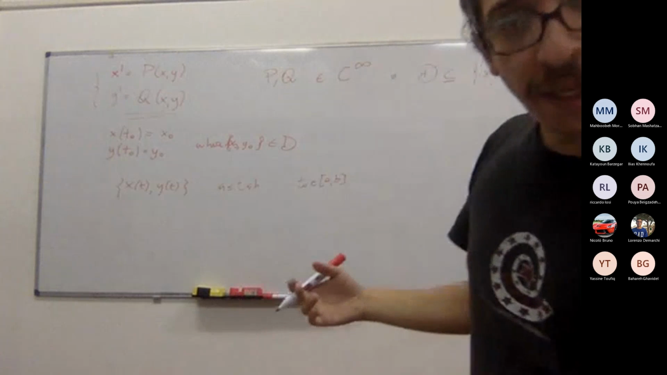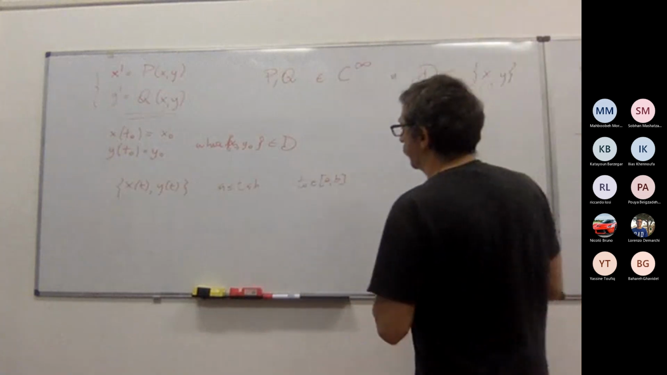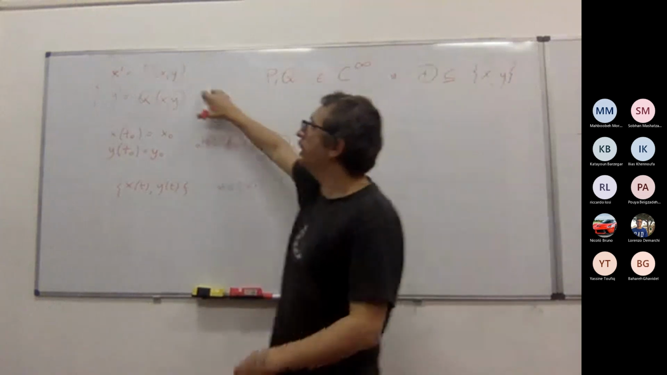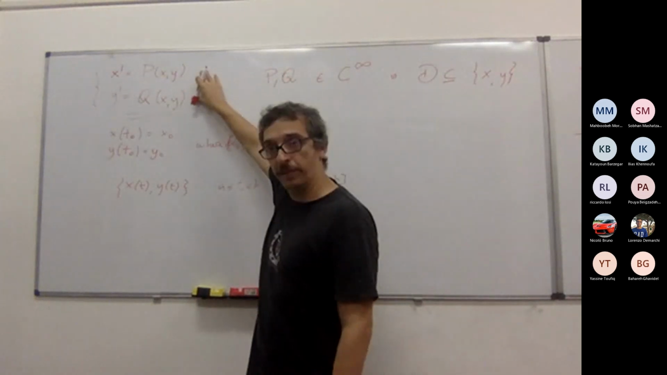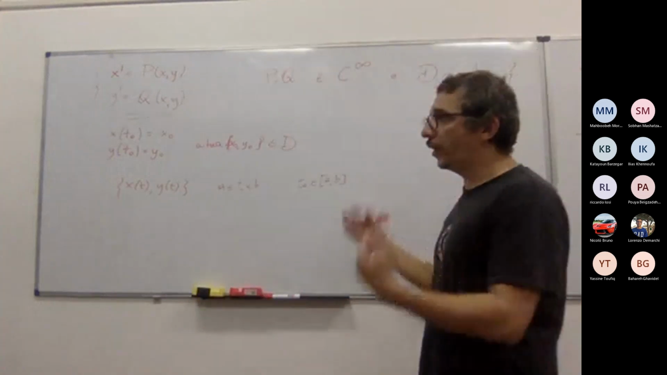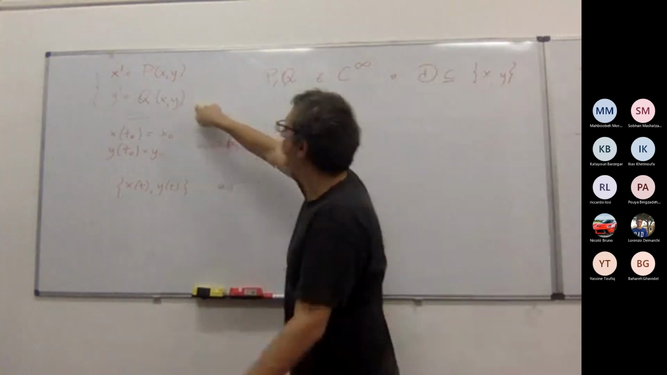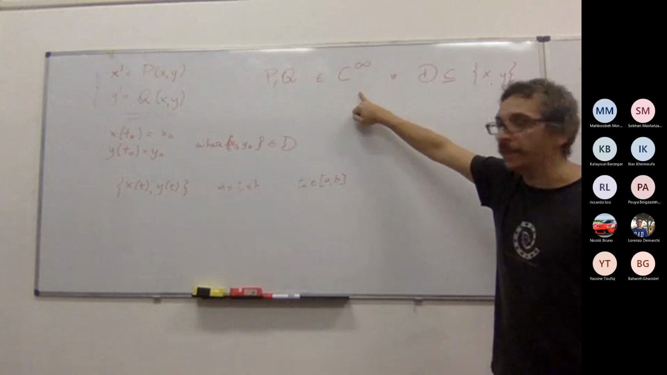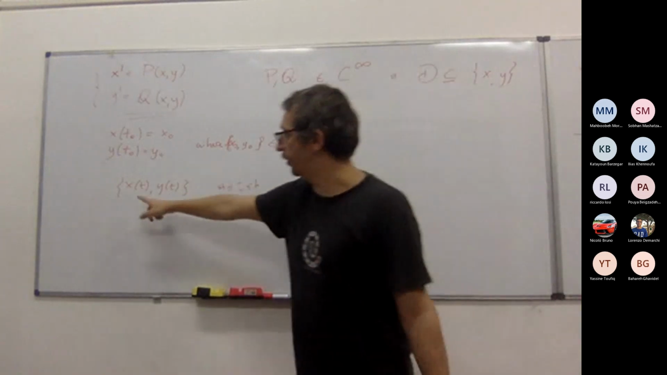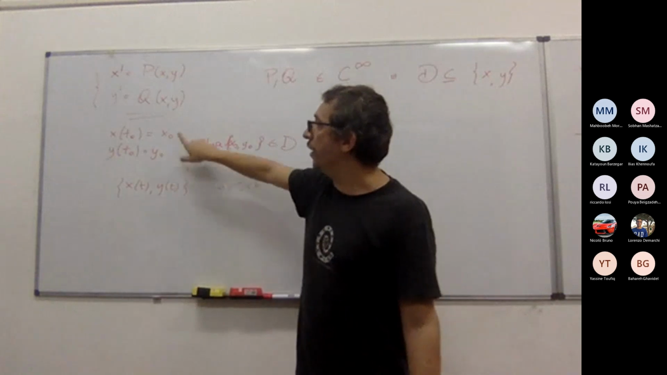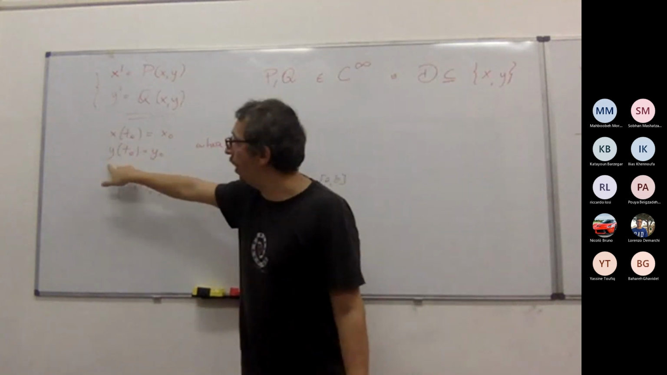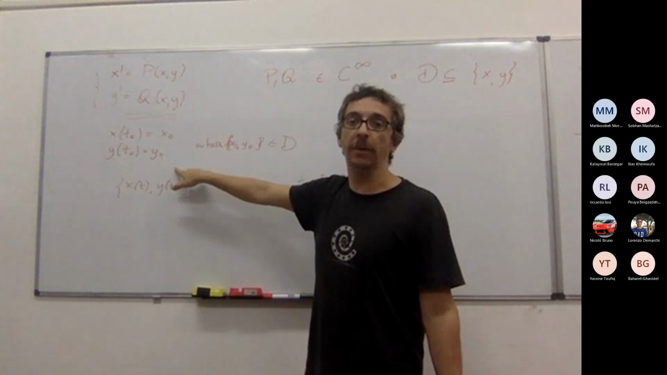So basically, the idea of this theorem is that you start with the idea that you want to solve this system. How many solutions do you have for the system? Well, the theorem tells you that if P and Q are regular functions, then there exists one and only one solution, x of t and y of t, which satisfies the initial condition x of t naught equal to x naught, and y of t naught equal to y naught.